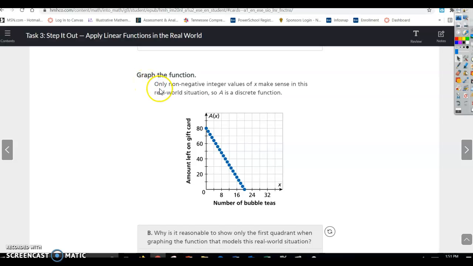So it says graph the function, only non-negative integer values of x make sense in the real world situation. So A is a discrete function. All right, so the number of bubble teas. So we go from 0, 4, 8, 12, 16, 20, 24, etc. All right, here we're going 0, 10, 20, 30, 40, up to 80.